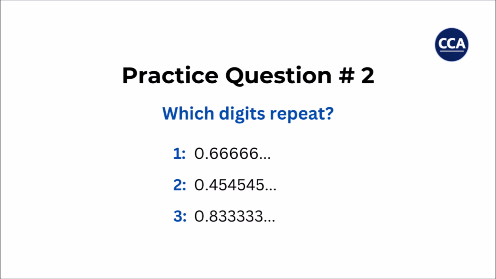Now identify the repeating digits in each decimal. Pause the video and solve. In the first decimal, only 6 repeats. In the second decimal, the repeating block is 45. And in the last decimal, only 3 repeats.